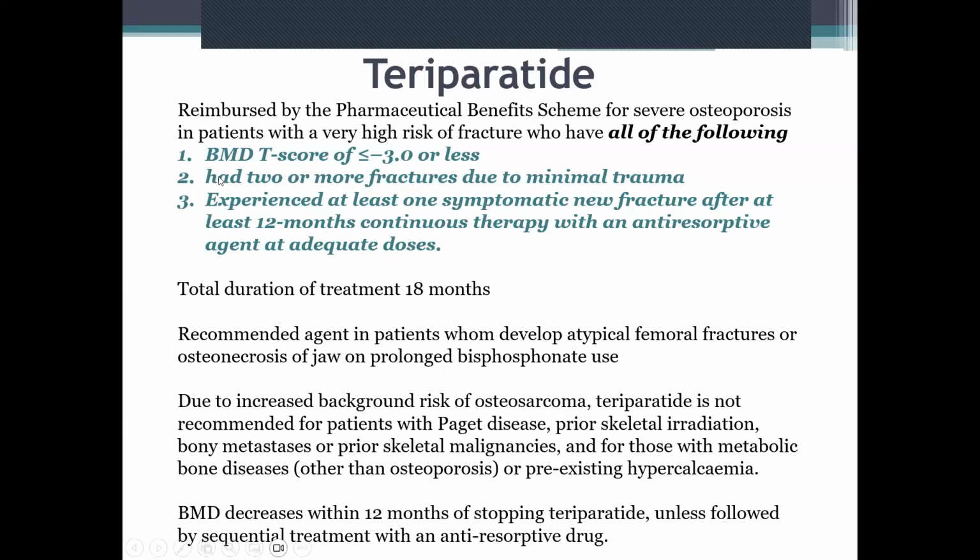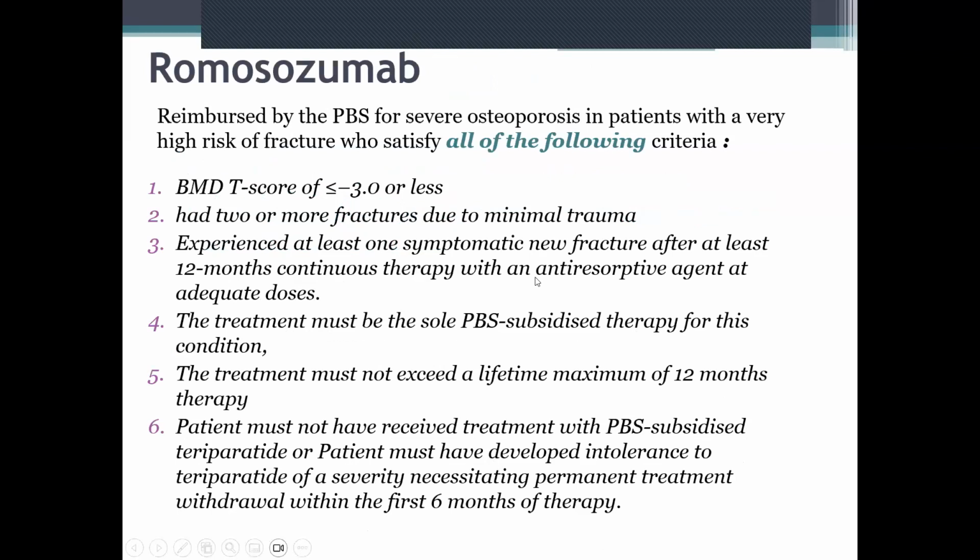When we do call the authority line, they'll ask for the date of the fractures and the site of the fracture. So you actually have to have all this information handy if you're considering anabolic therapy. Unfortunately, this patient does not satisfy PBS criteria for teriparatide, even though clinically he requires it. And it's the same for romosozumab.